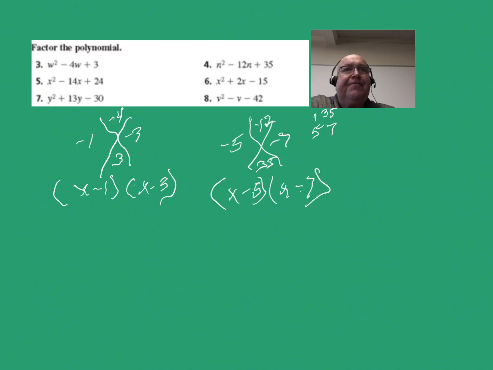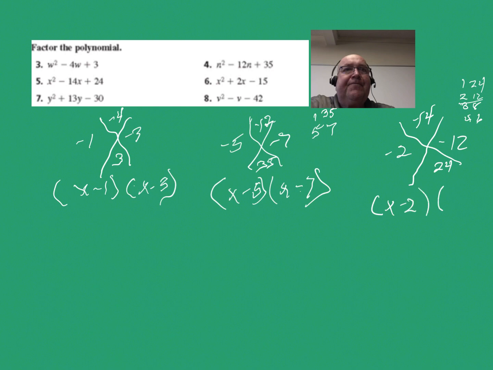Number 5, 24 is our lower number, -14 is our other number. We know that because 24 is positive, the two factors need to be the same sign and both need to be negative. So we got 1 and 24, 2 and 12, 3 and 8, 4 and 6. And the ones that add up to 14 are 2 and 12, so we have -2 and -12, x minus 2, x minus 12.